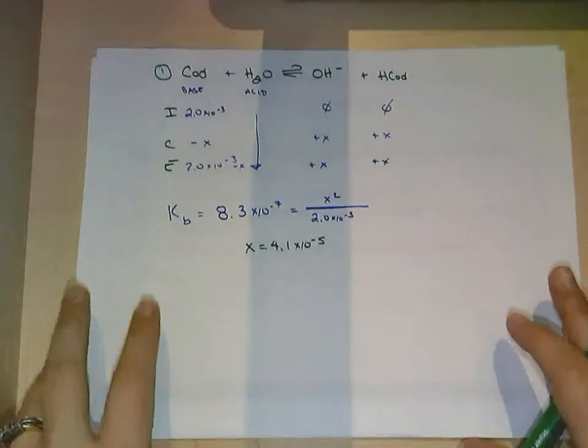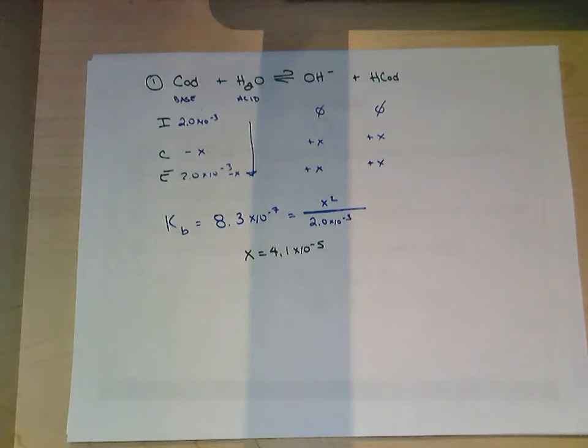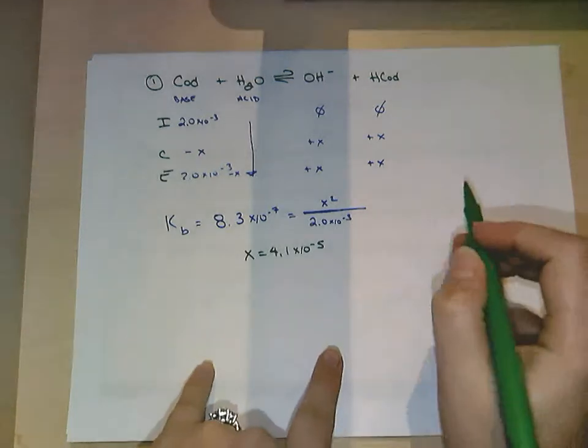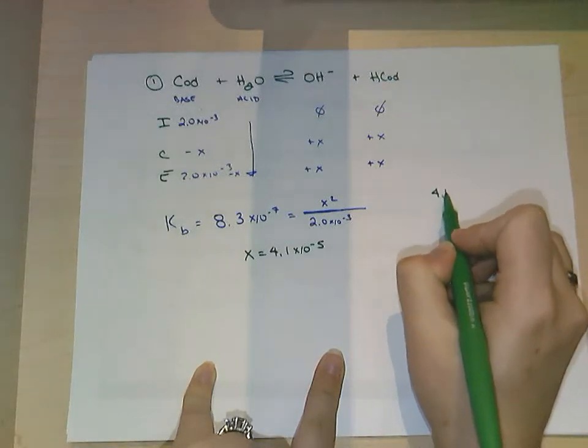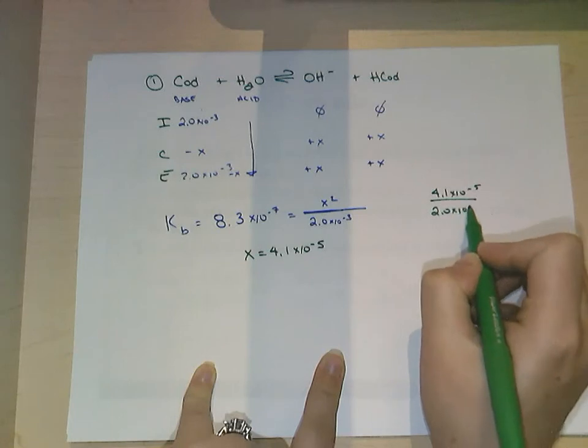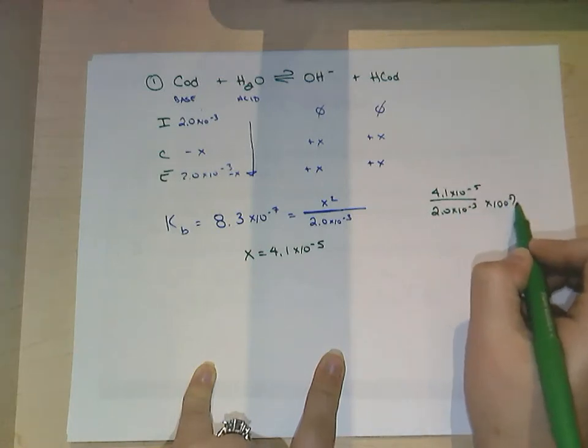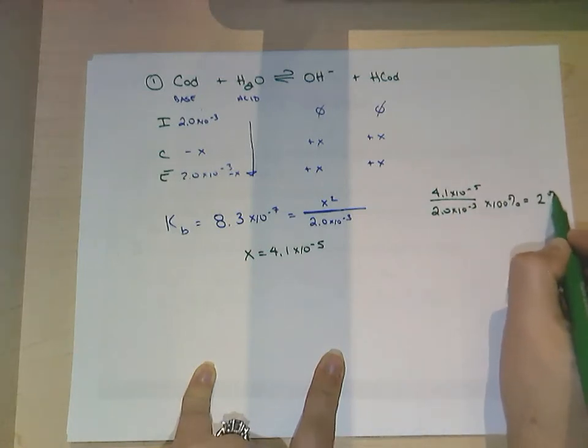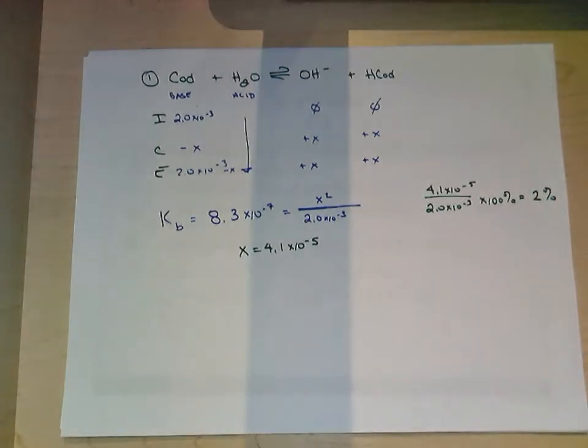All right, so now I have x. How do I check to see if it's less than 5%? Yep. Can I make this assumption? Did I make a good assumption?